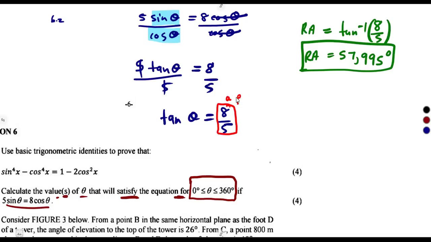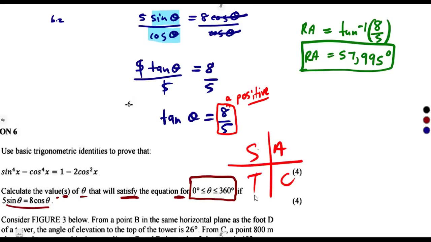That's a positive value there. So where do we have tan being positive, guys? Which quadrant is it? Where tan is positive, from the CAST concept or whatever way you understand it. Where tan is positive: in the first and in the third quadrant.